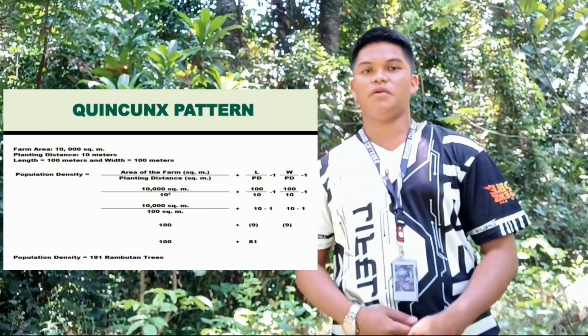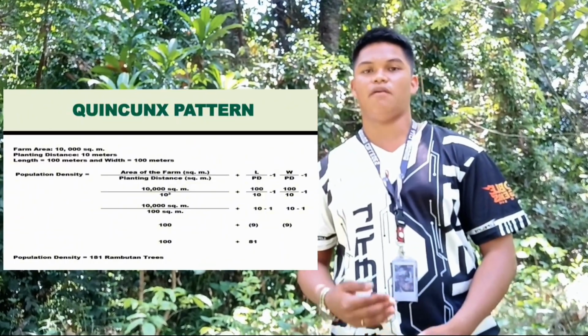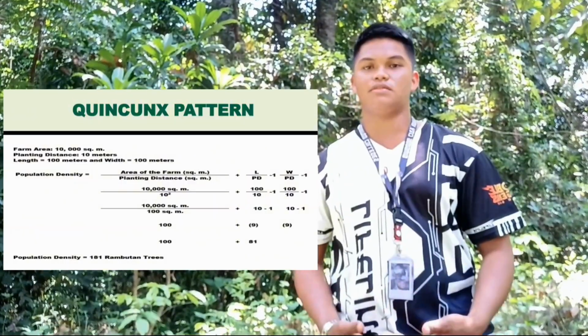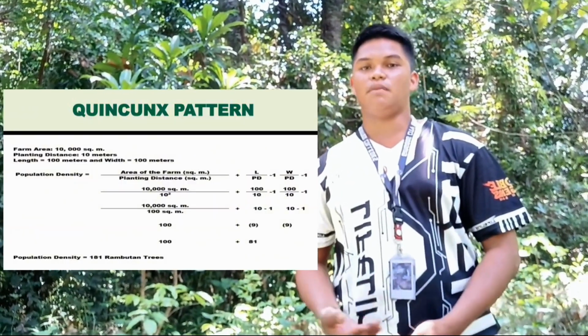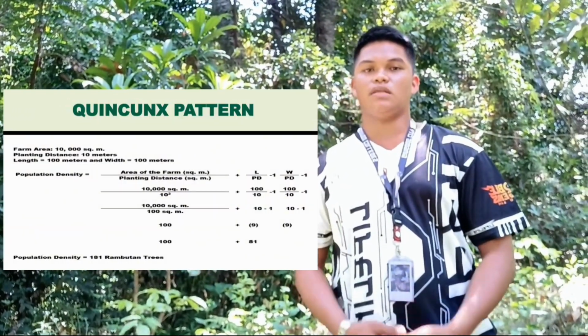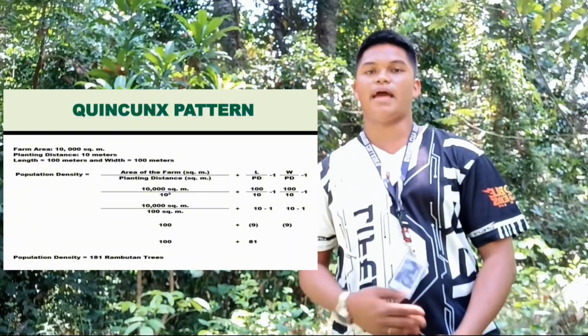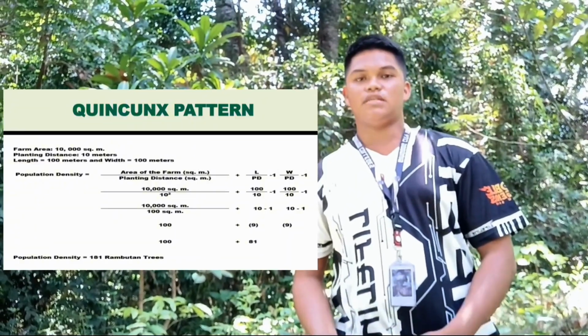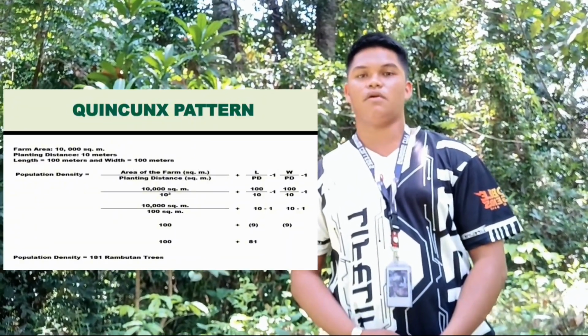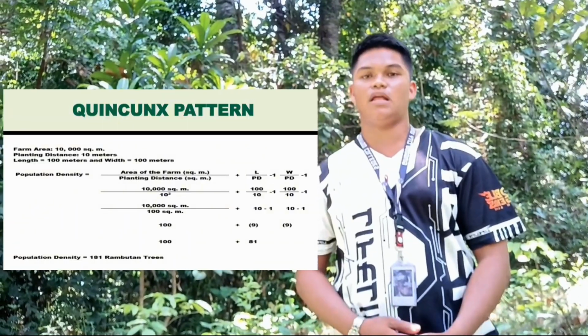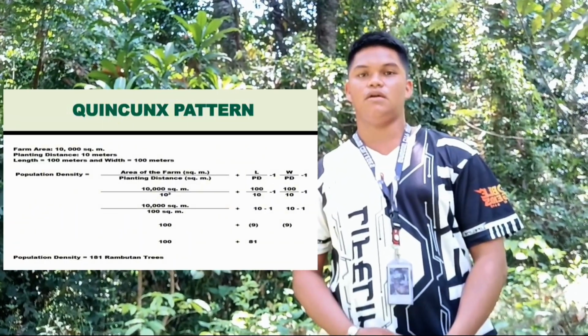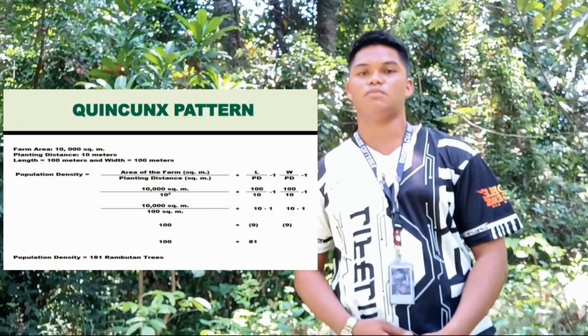Next, we determine how many plants can fit in the field using the square pattern. We divide 10,000 by 100, which equals 100 plants per hectare. However, since we are using the quincunx or diagonal pattern, we add additional plants in the center of each square to maximize the use of space.